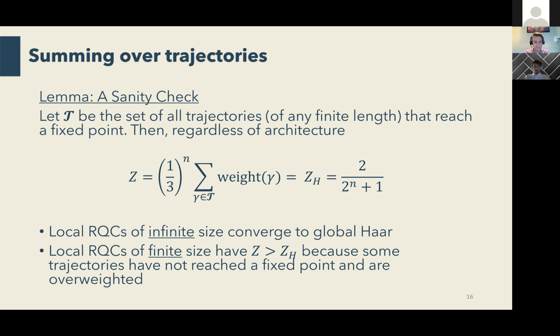That's good. But it also exposes an important observation, which is that when we cut off the circuit size at a finite value, so we don't let it be infinite, then some of these trajectories will not have reached a fixed point yet. They'll still be in the process of flipping bits when we end the circuit. And this means that they'll be overweighted because, remember, when we flip bits, the weight goes down. So this explains why the collision probability is larger than its limiting Haar value when we have a finite size circuit.